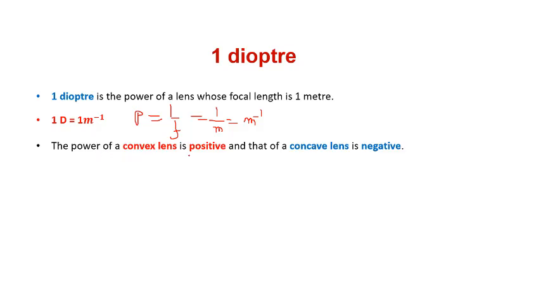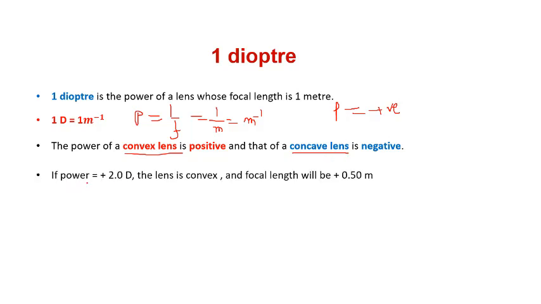The power of a convex lens is positive and that of a concave lens is negative. So when you get the answer in positive form, you will know that the lens used is convex, and when you get power negative, you will know that the lens used is concave. If power is 2 diopter, the lens is convex, because of the positive sign, and the focal length will be F equals 1 by 2, so 0.5 meter.